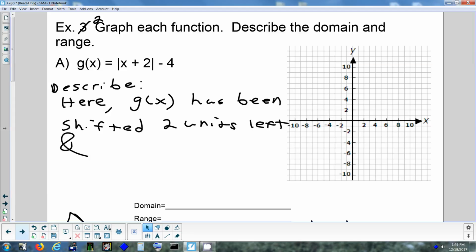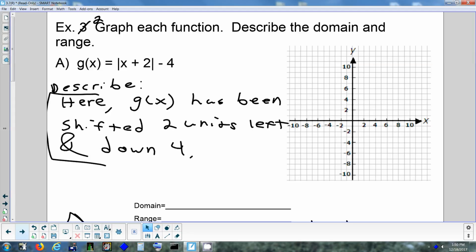It's moved 2 units left, and what other number is moving this graph? Yep, the -4. What's the -4 going to do? Which way is that? Up and down, exactly. Minus is going to move it which way? Down. Down how many? 4. Perfect. There's your description.